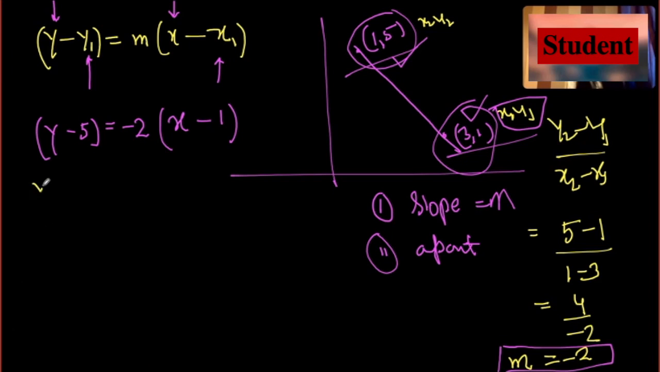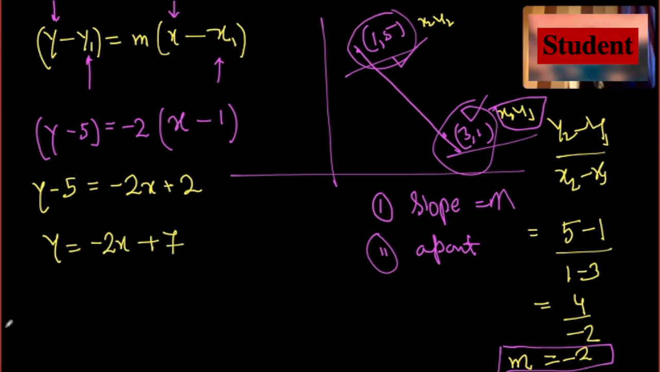Let's break the bracket. So can I write y minus 5 is equal to minus 2x plus 2. Tell me if you have any issue with this. No, I get it. Can I bring minus 5 this side? So it will become plus 5, so plus 7. Any trouble in this one? No. So this is the form, y is equal to mx plus c.